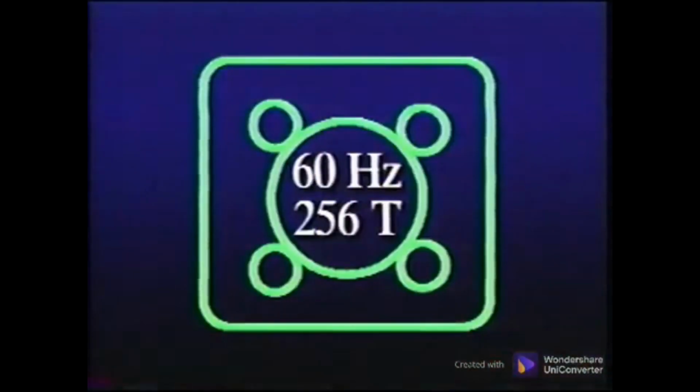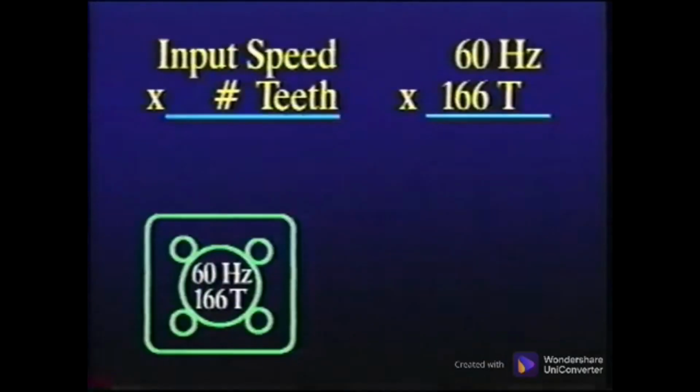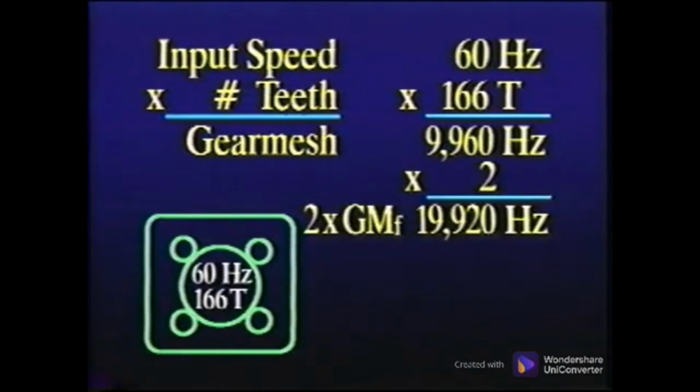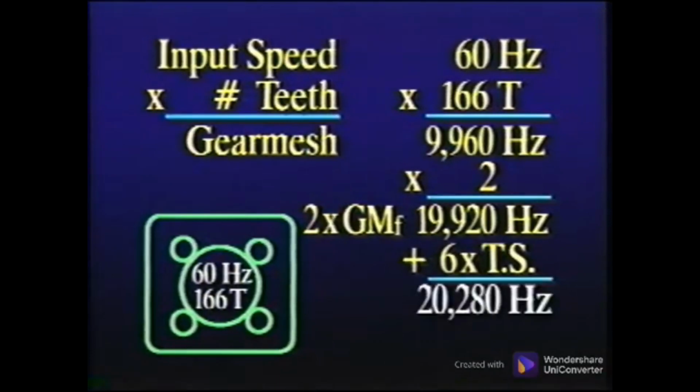The need for a special sensor usually occurs when the gear drive is a speed increaser. Let's take a look at the frequencies of interest to us on gear drives. If we have an input speed of 60 Hz and 166 teeth on the gear, the mesh frequency is 9,960 Hz. We want to see at least the second multiple of gear mesh and 5 or 6 multiples of shaft speed past it. This dictates a maximum frequency of 20,280 Hz.